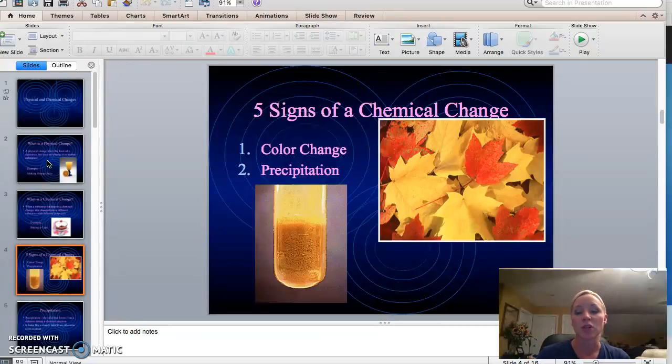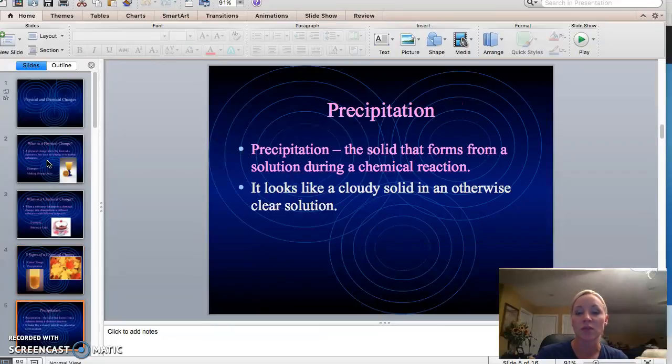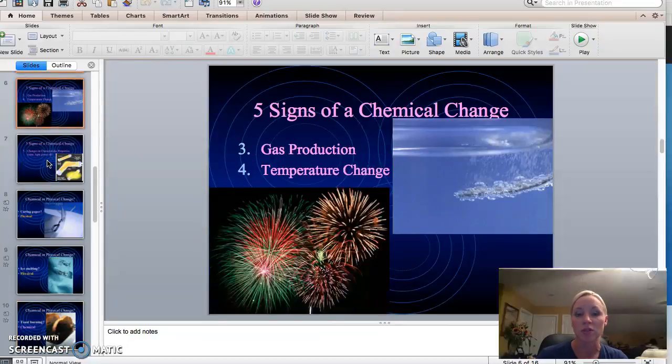Five signs of a chemical change. Number 1, color change. Leaves changing color in the fall is a great example of a chemical change. Number 2, precipitation, anything that you can visually see. Precipitation is the solid that forms from a solution during a chemical reaction. It looks like a cloudy solid in an otherwise clear solution. Number 3, gas production. Anytime you have bubbles, you're always going to think chemical change. Number 4, temperature change. Anytime you have a temperature change, something is happening. Bonds are being created or destroyed.